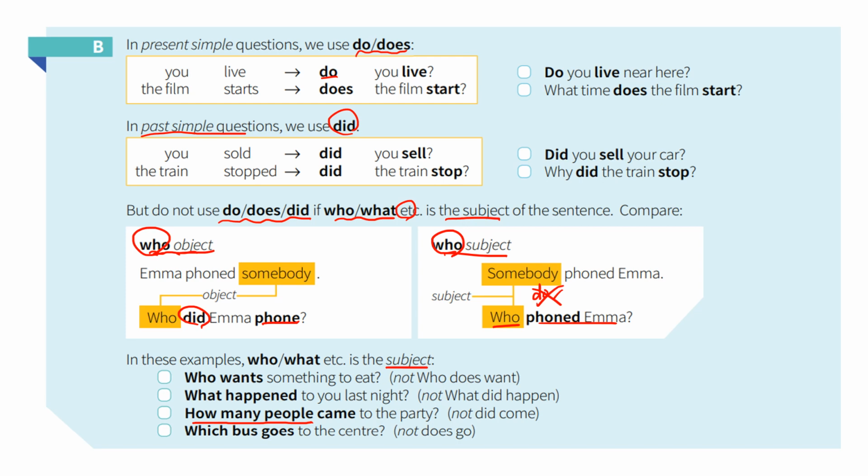Which bus goes to the center? So which bus is the subject? So do not say which bus does go. So which bus goes to the center? So let's read the sentences one more time. Who wants something to eat? What happened to you last night? How many people came to the party? Which bus goes to the center?